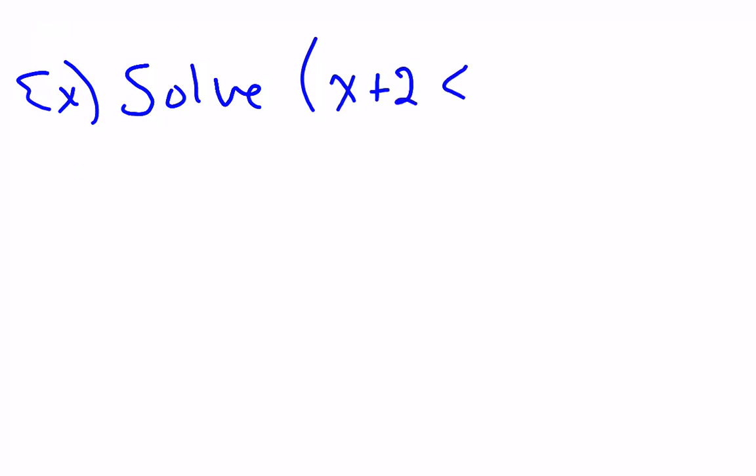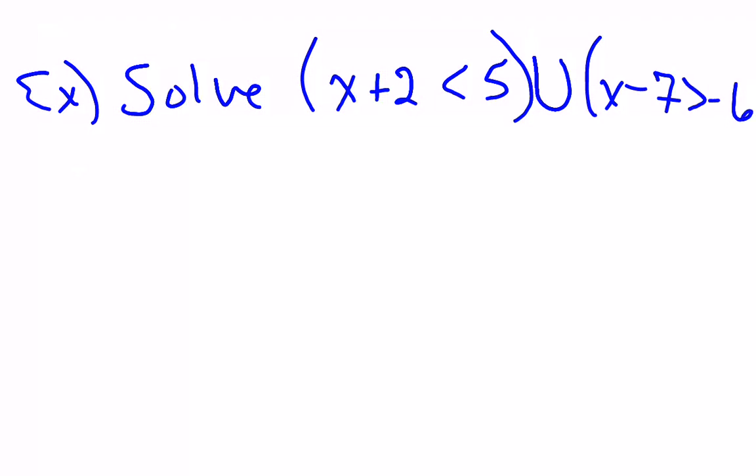All right, let's look at another example. Solve x plus 2 less than 5 unioned with x minus 7 greater than -6. Okay, so that weird U that's in there means union. So it's a different way to write the word or.